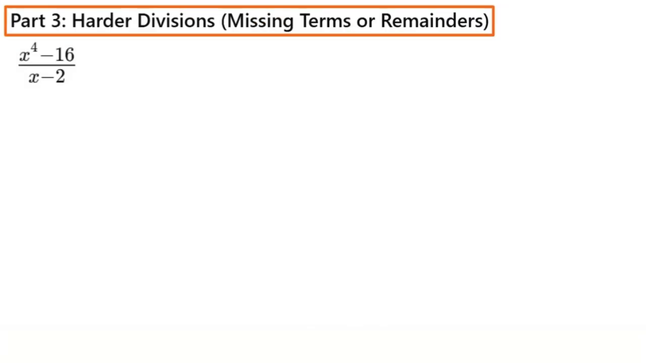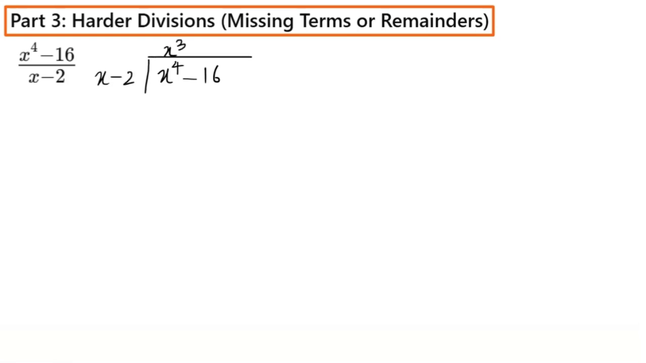Part 3, these are harder divisions. You'll see why, because there will be missing terms or remainders. Let's see what that means. So put the dividend inside the division bar and the divisor outside. So let's go the usual way.